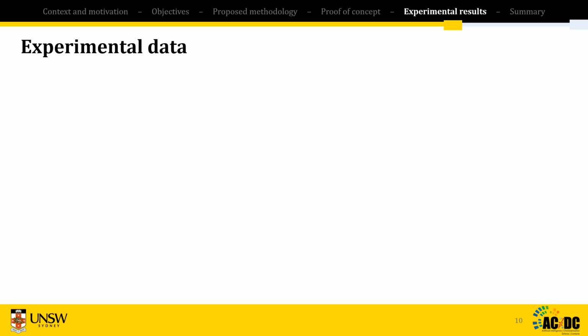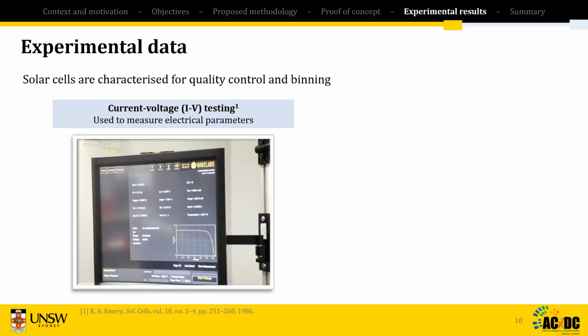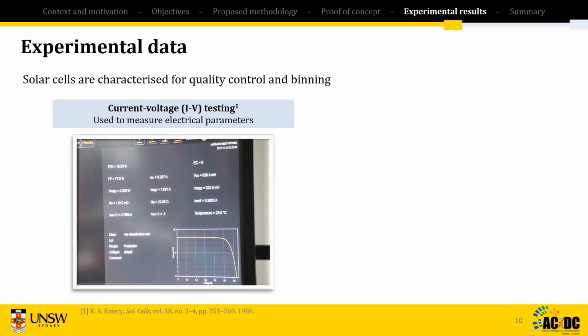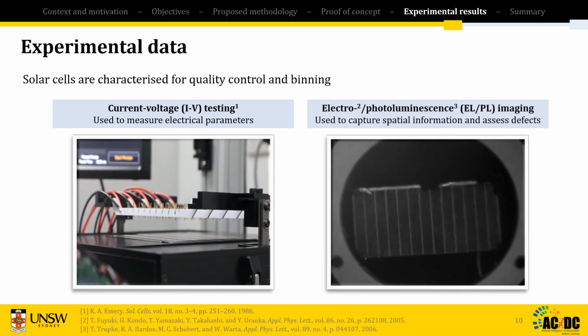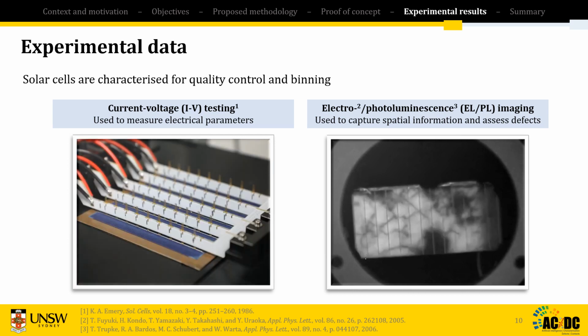We implemented the RF method on experimental data. Note that solar cells at the end of the line are characterized for quality control and binning. One of the characterization methods used is current voltage, or IV testing, to measure electrical parameters. Another one is electro- or photoluminescence, ELPL, imaging to capture spatial information and assess defects.